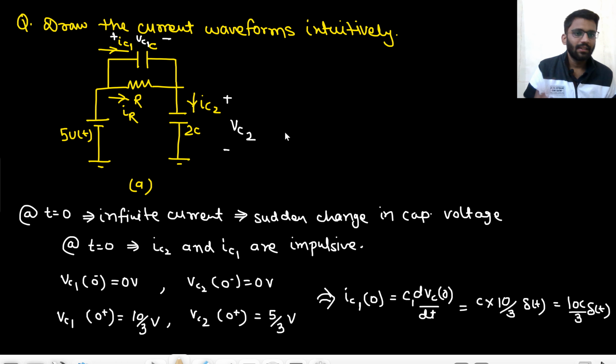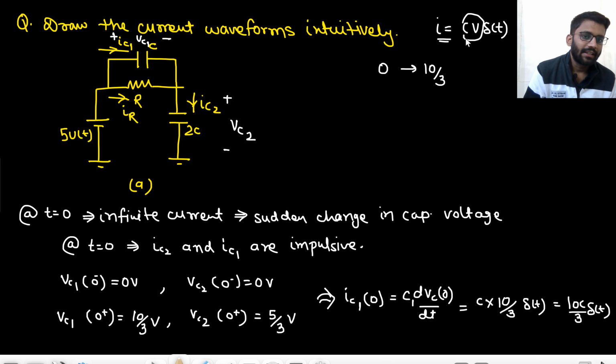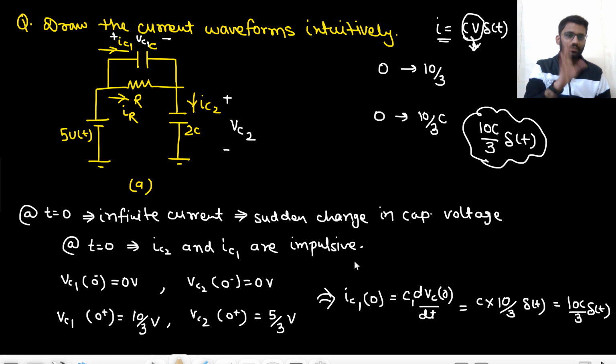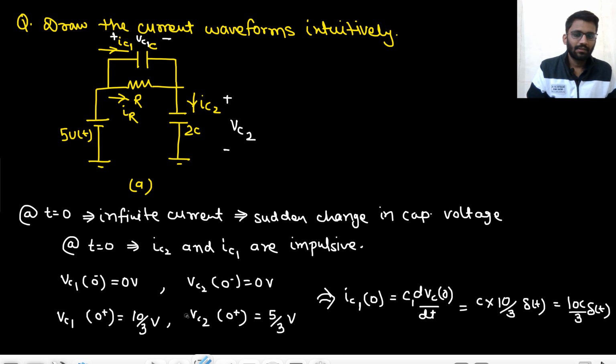How do you find the value of that current? First you see what was the voltage before, it was 0. And after that, the voltage is 10 by 3. So what is our current? Current is simply CV into delta t. If there is impulsive current, that means the amount of charge it has developed in no time. Initial charge was 0. Now the charge is 10C by 3. So it has developed 10C by 3 charge in no time. That's why this is the current. We have understood all this concept very deeply in transient analysis. This is kind of revision. The main task here is to find the current at t equals to 0 plus.